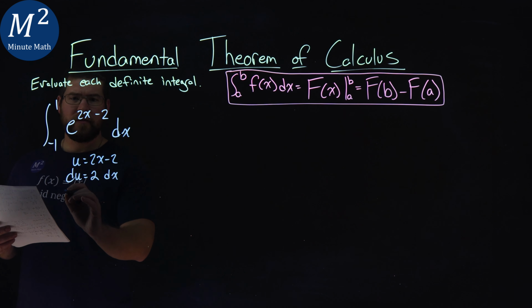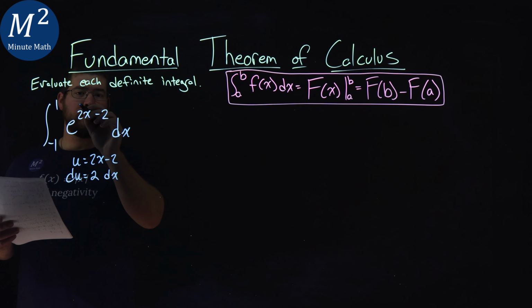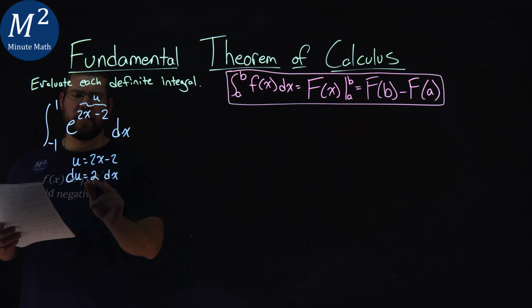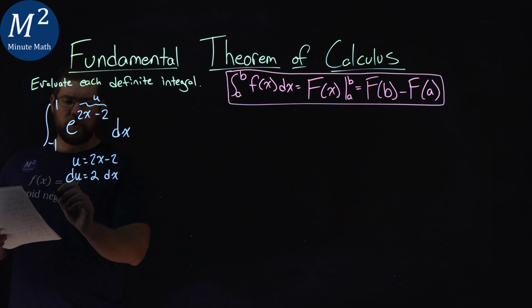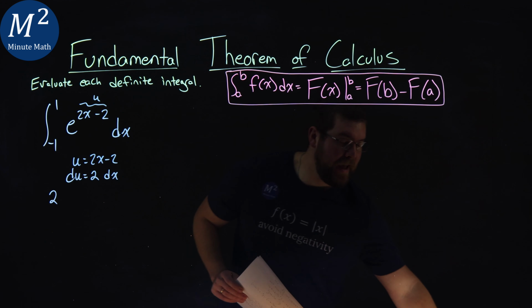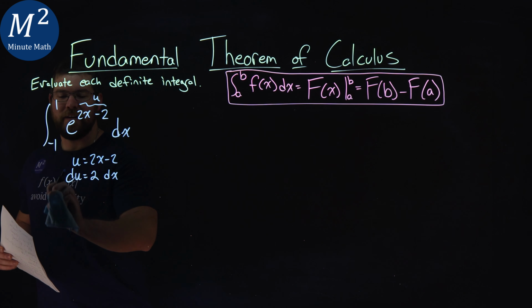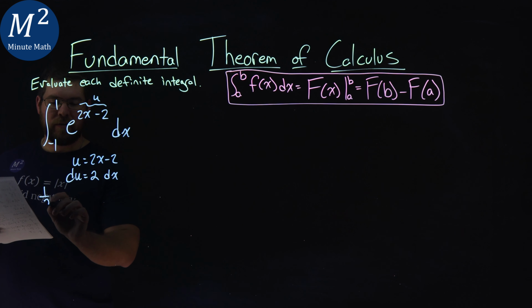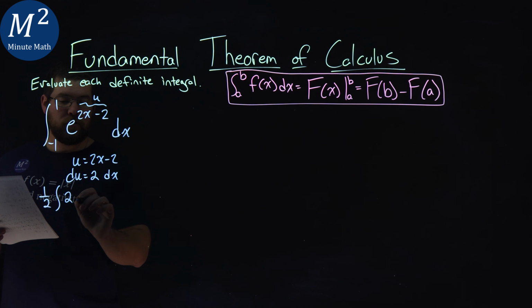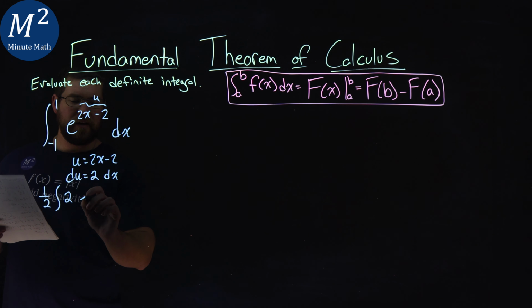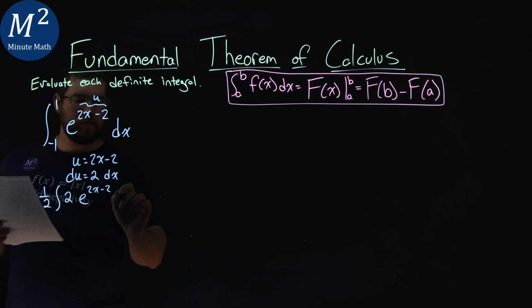So I'm going to rewrite this as the integral here, right? We can see, here's my u, and my du we almost have, right? We have a dx, we need a 2. So I'll put a 1/2 on the outside and a 2 on the inside. That will counteract the 2 that's going to be on the inside to be the du, right? And then we have e to the 2x minus 2 dx.